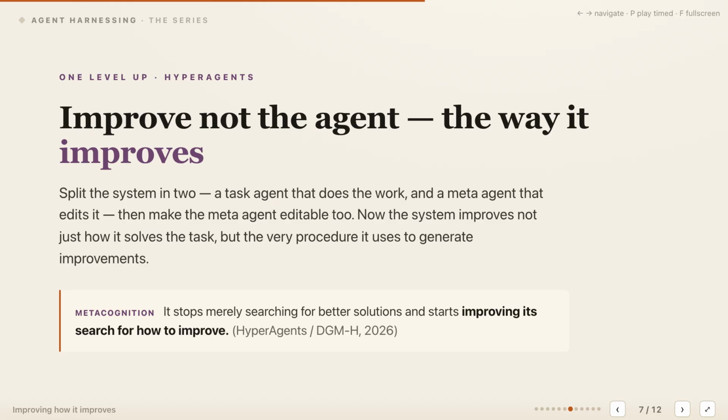exploit it. HyperAgents moves the design one level higher by separating a task agent from the meta-agent that modifies it. The task agent performs the work, while the meta-agent studies outcomes and proposes changes to the task agent. The important addition is that the meta-agent's own improvement procedure also remains editable. Now the system can improve not only how it solves a task, but how it generates and evaluates future improvements. This is the metacognitive step, improving the search for how to improve. It also extends the idea beyond coding whenever a task is computable and has a meaningful evaluation signal.